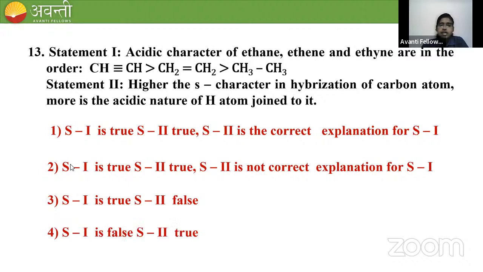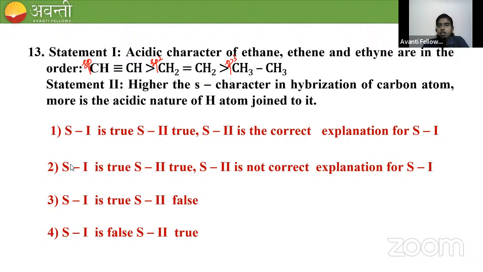So the acidic character of ethane, ethene, and ethyne are given. The higher the s character in the hybridization of the carbon atom, the more acidic the hydrogen. So let's check. What is the compound given at first? It is C2H2, which is nothing but ethyne. Ethyne has sp hybridized carbon, ethene has sp2 hybridized carbon, and ethane has sp3 hybridized carbon.